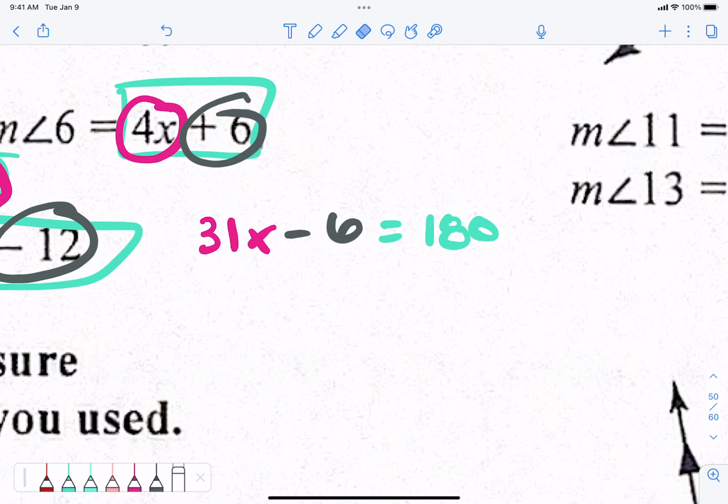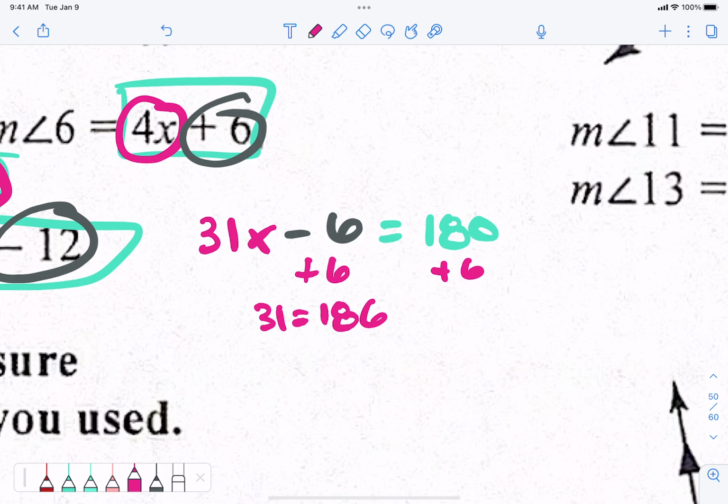Then let's add the 6 over. 31x equals 186. And that should be 6, exactly, perfect. X equals 6, then we plug back in.